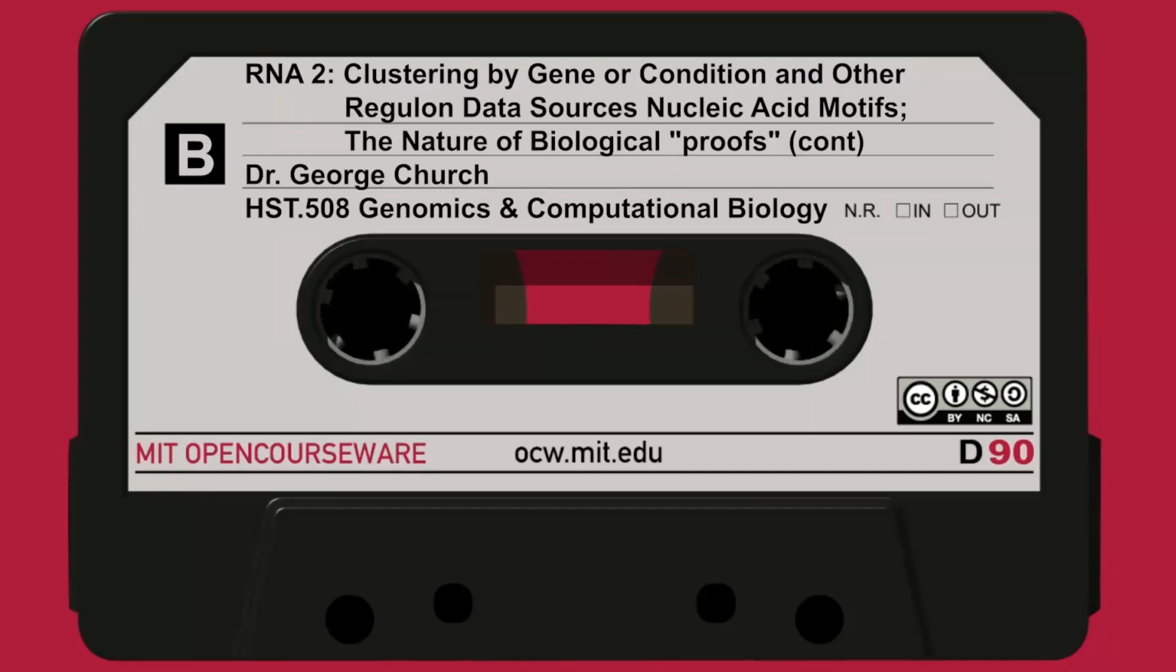Of these, about half of those are known, and so the rest are probably newly discovered motifs and newly discovered regulons, regulatory connected genes. Now the positive controls, as I said, are harder to come by.